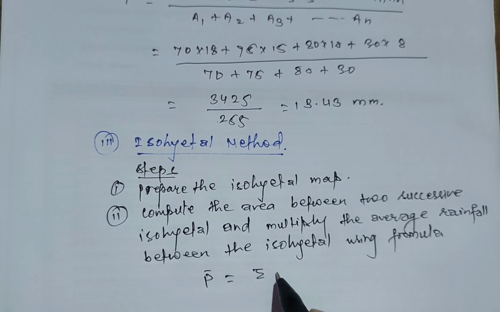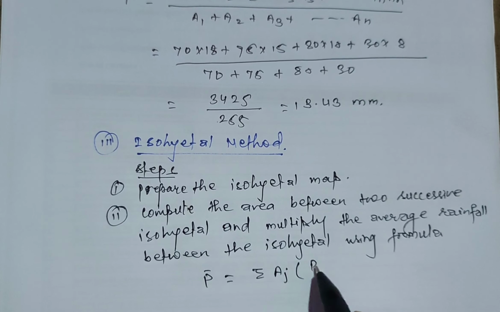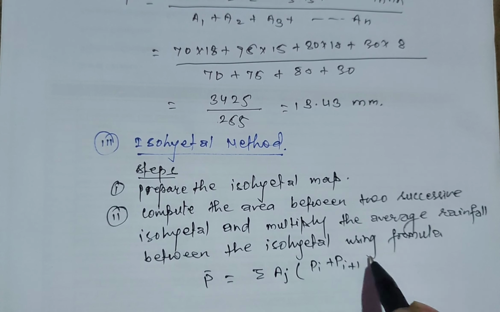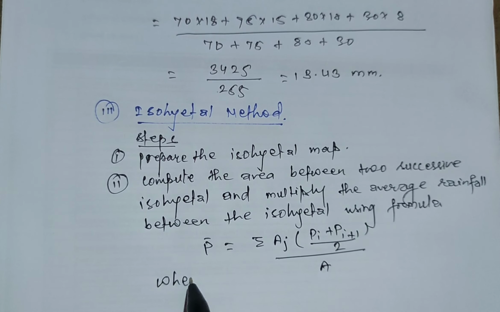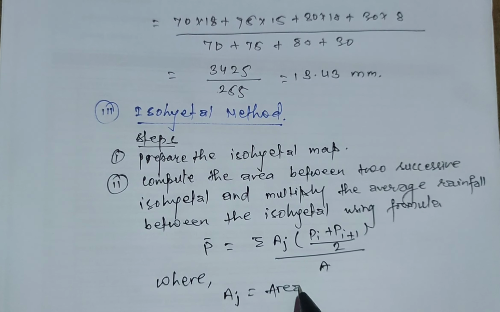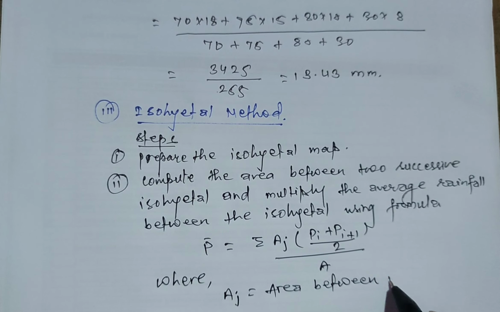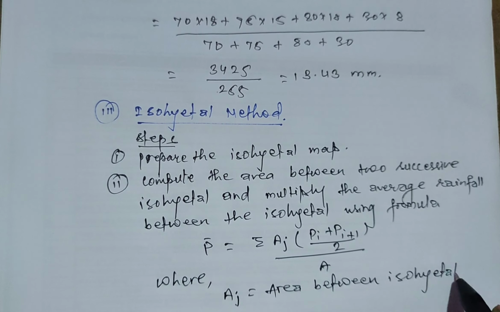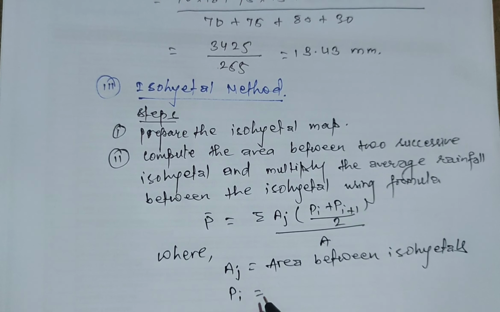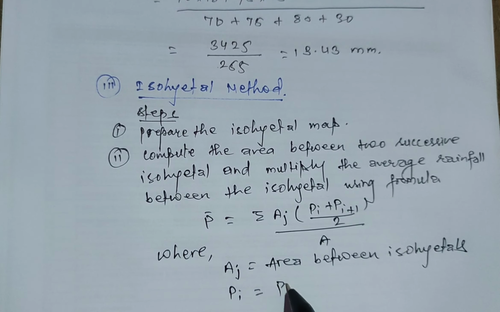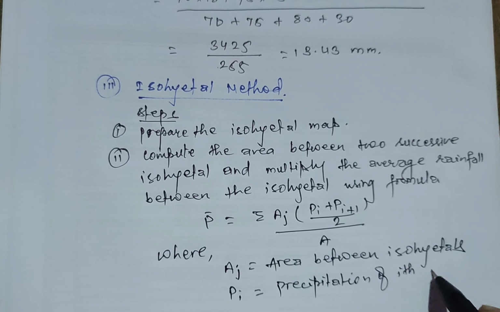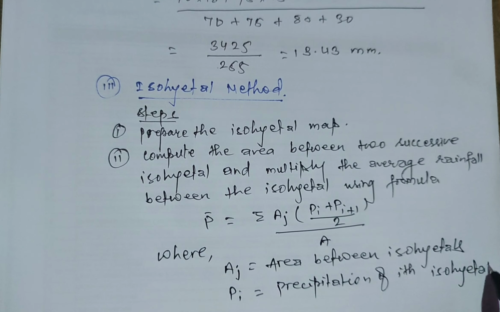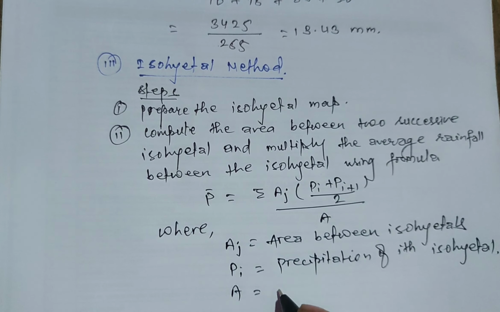P bar equals summation of A j times P j, whole divided by A, where A j means the area between isohyetals, and P j means the precipitation of the jth isohyetal, and A means the entire catchment area.